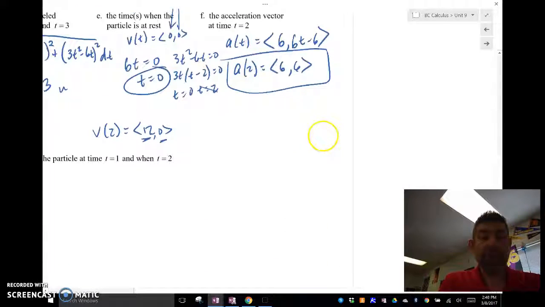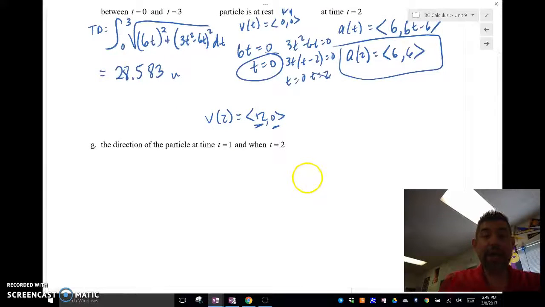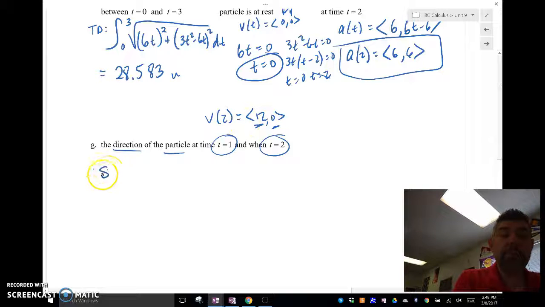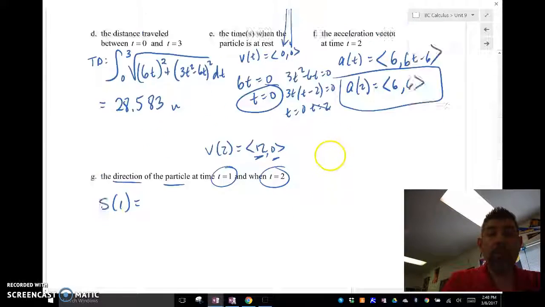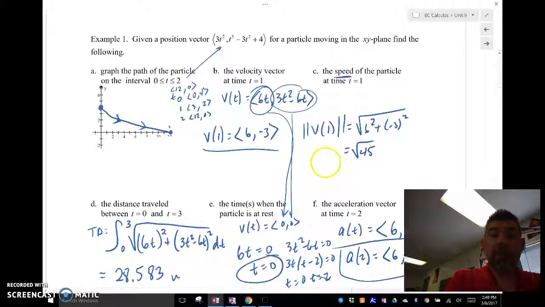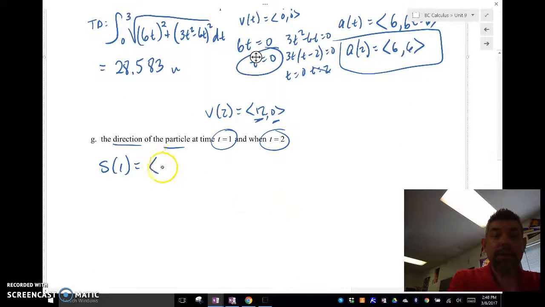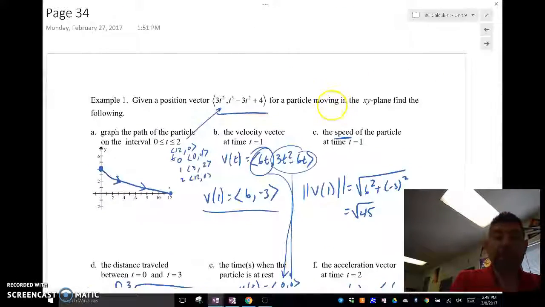All right, so let's do the last one here. The direction of the particle at time t equals 1 and when t equals 2. The first thing we need to do is find the position vector at 1. And so we're going to plug 1 into our original vector here. All right, so we're going to get 3, comma 2. And I believe that I found that out. Okay, that was right there.